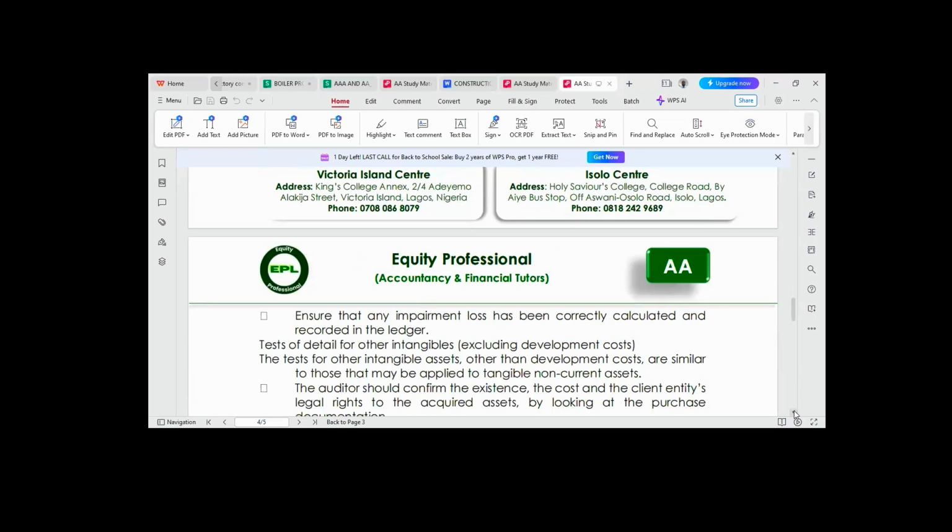All right? Now, the other types of intangible assets, excluding development costs, are these ones that I want to talk about. So the tests for other intangible assets other than development costs are similar to those that will be applied to tangible non-current assets. So what that implies is that all what we discuss under the tangible non-current assets are applicable to other types of intangible assets.